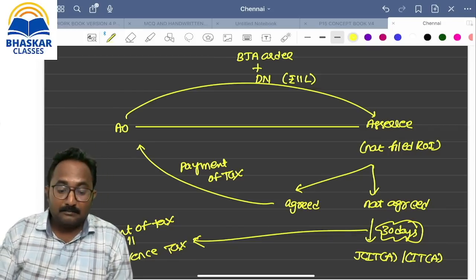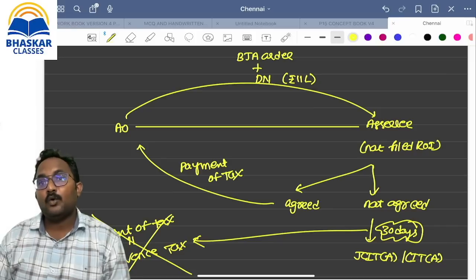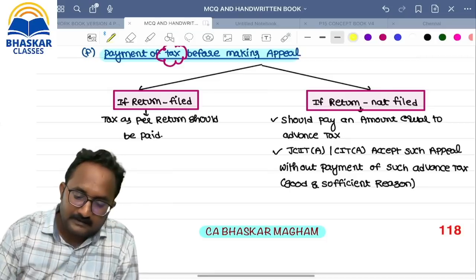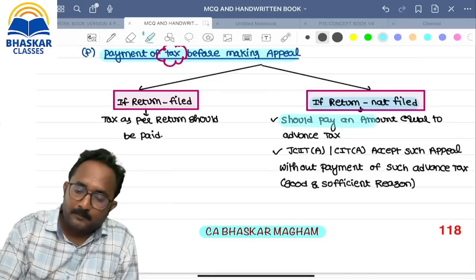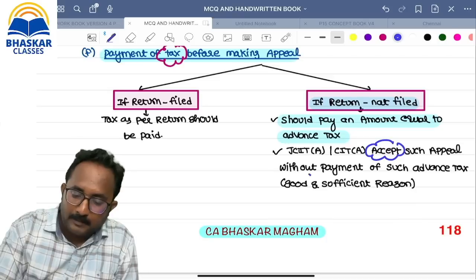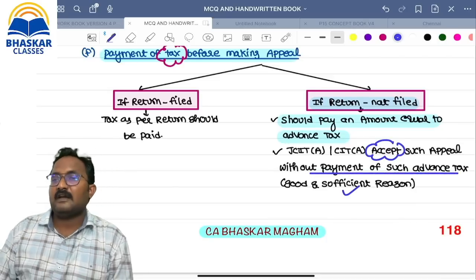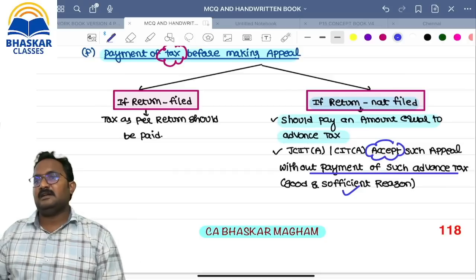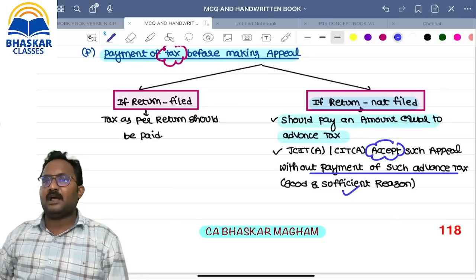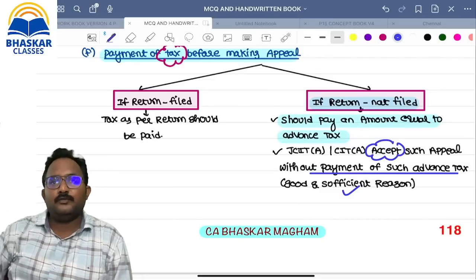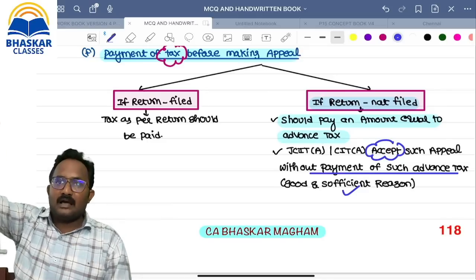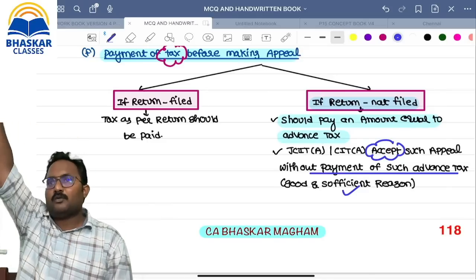In some cases, the department can waive this also. Without the payment also, they can accept the appeal. That is in the hands of the appellate authority. Please check it out. If return is not filed, you should pay an amount equal to advance tax. In certain cases, yes, they can accept the appeal without the payment of advance tax also, if there is a sufficient reason. It is an important point. If you file the return, you have to pay the amount mentioned in the return of income if you want to go for an appeal. Next, if you have not filed the return of income, you have to pay an amount equal to advance tax. In some cases, they can give relaxation. Without the payment of advance tax also, you can go for an appeal.